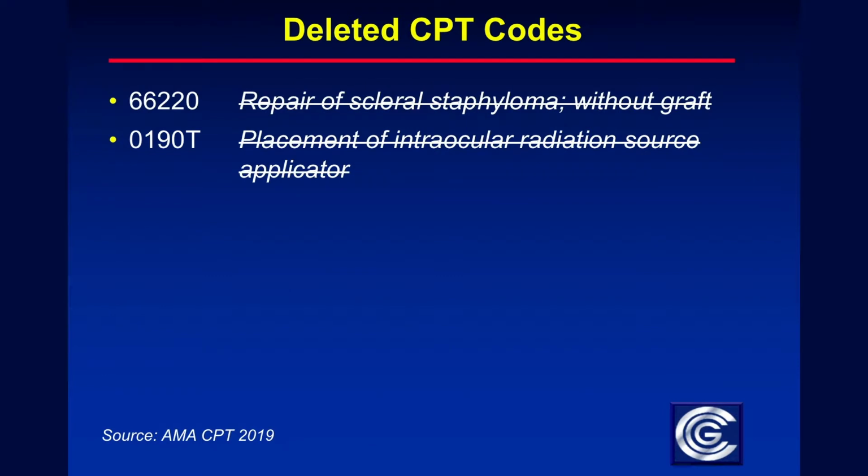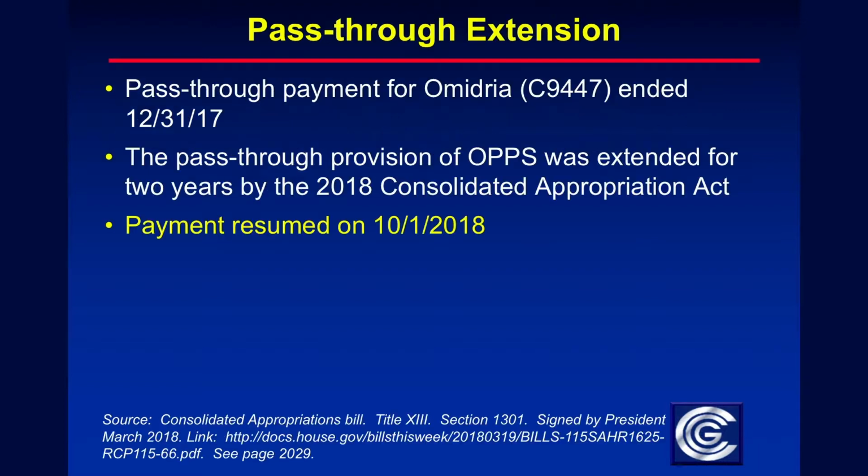2 ophthalmic procedures were deleted from CPT, 66220 and 0190T. Neither represents a common procedure. Medicare Part B pass-through payment for Omidria used during cataract surgery ended December 31st, 2017. Subsequently, the pass-through was restored for 2 more years, starting October 1st, 2018, by the 2018 Consolidated Appropriations Act.